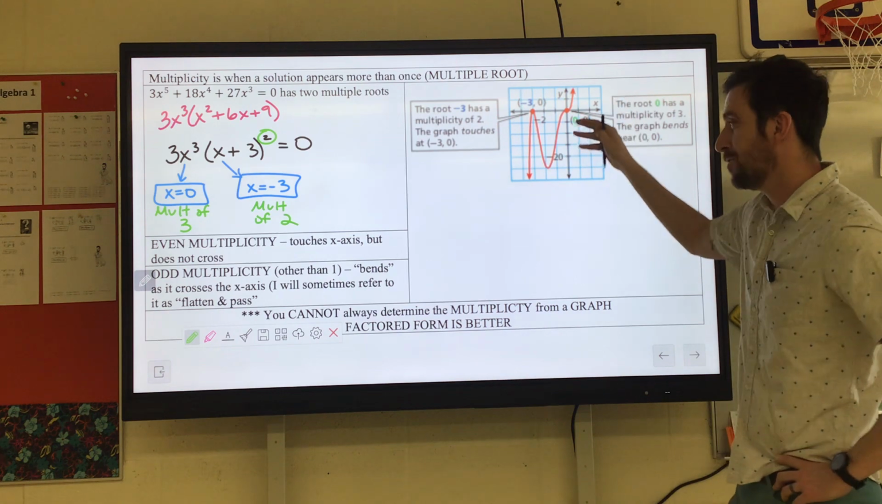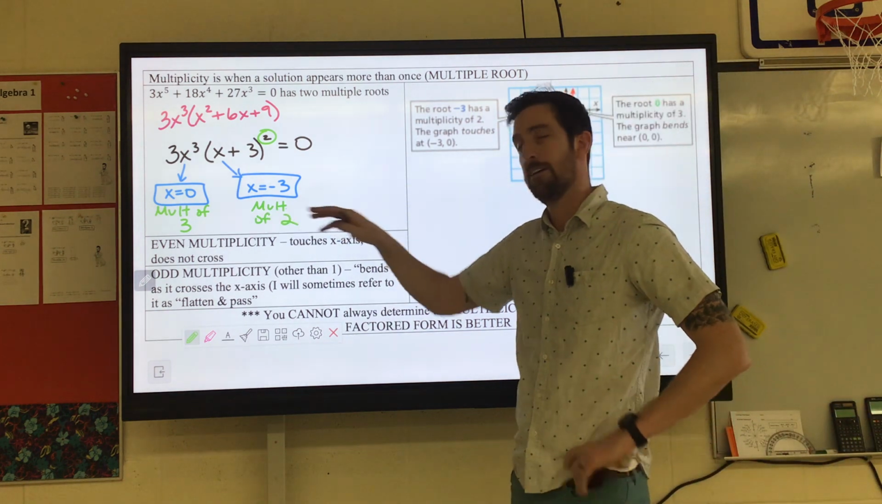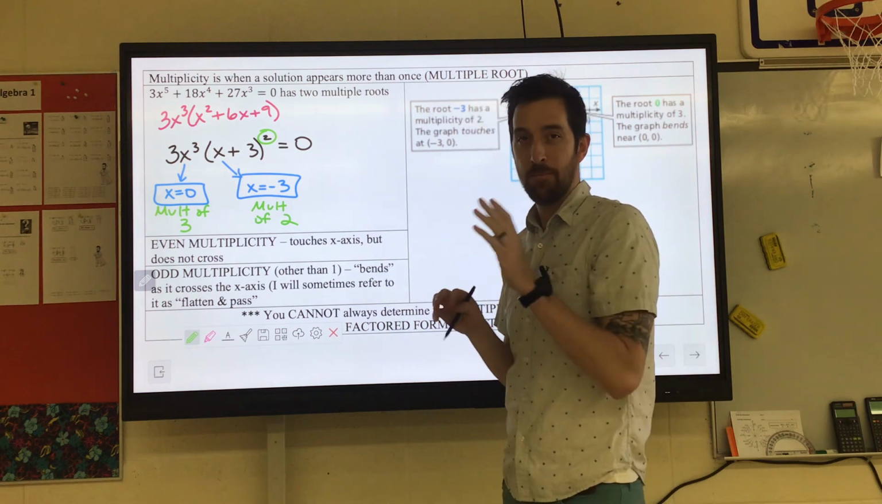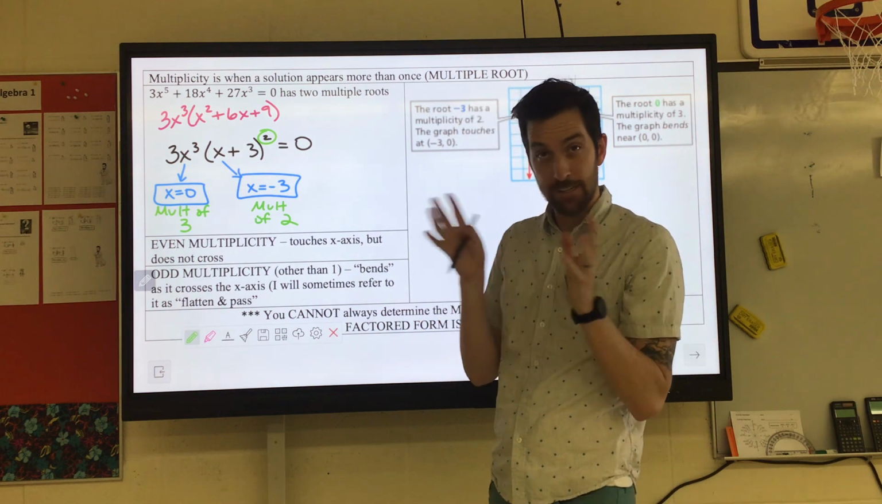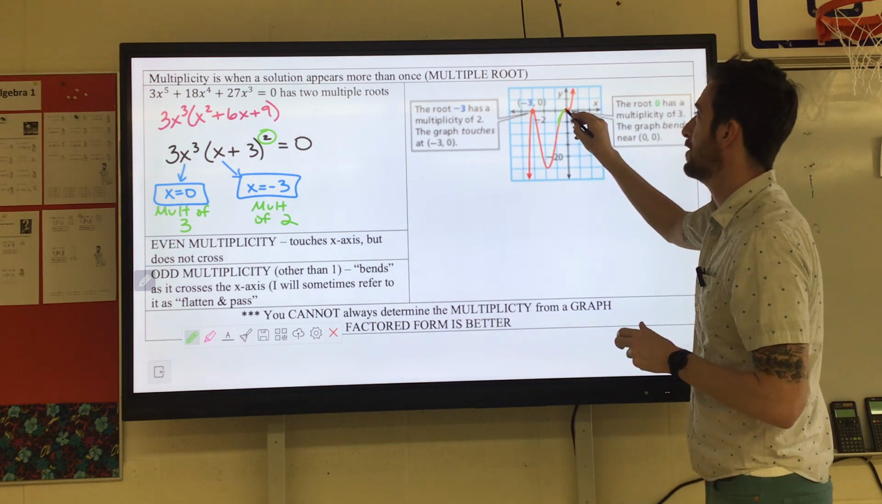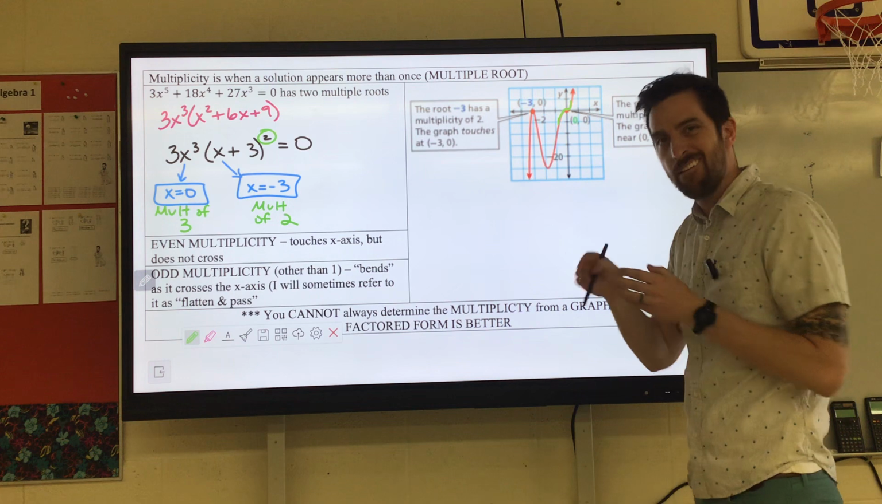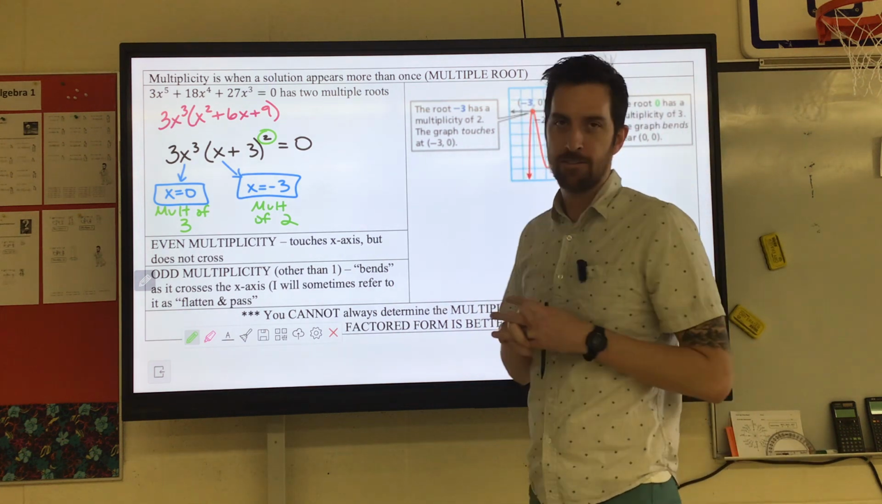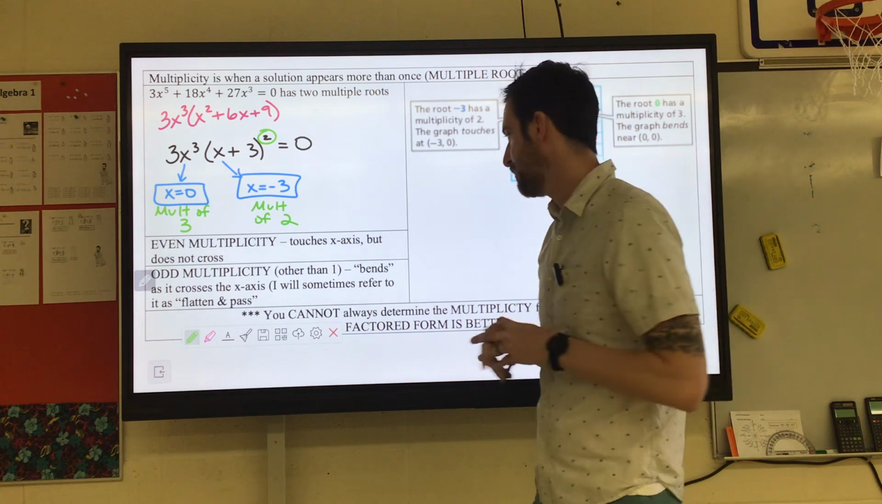Now if you look at 0, that had an odd multiplicity. Now if it just has a multiplicity of 1, it'll just cross right through that number. But if it has an odd multiplicity that isn't 1, there's a weird bend there. So you'll see it kind of goes through 0, and it has like a little bend like that. So we're going to practice doodling these graphs as well.